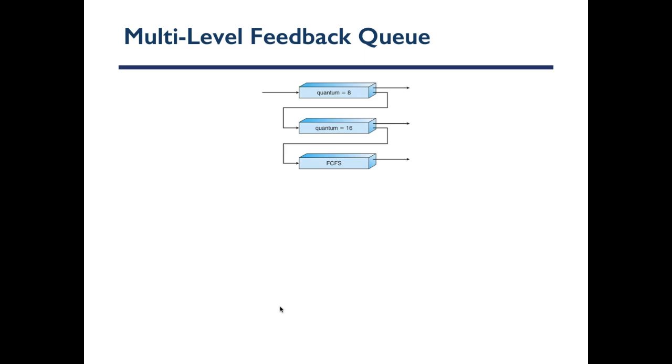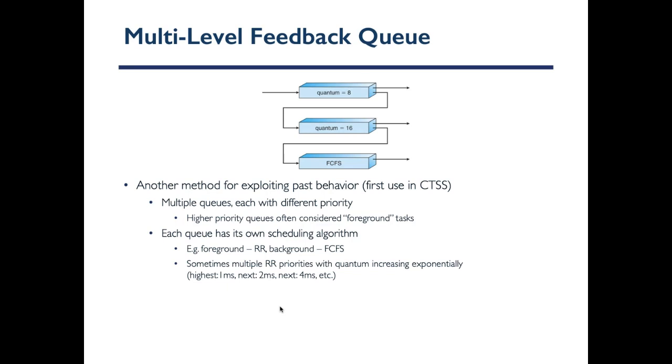So, multi-level feedback queue is a scheduling policy that puts all of these little heuristics that we talked about so far into one scheduling policy. You can find traces of whatever we just talked about in this policy. It was implemented in one of the early operating systems, CTSS from MIT. I think this is the first time that the multi-level feedback queue was used.